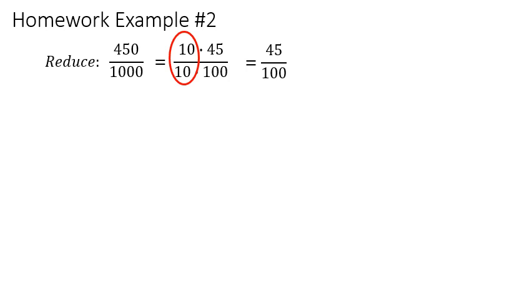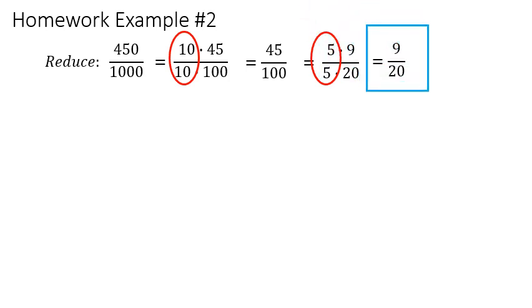This is not in reduced form because they still have common factors. I know that both of these are divisible by 5 because that's a factor of both 45 and 100. So again, I'm going to reduce. I'm going to take out that 1 and I get 9 over 20. Now, I think about factors of 9 and 20, and they do not have any factors in common, so that is going to be reduced form.